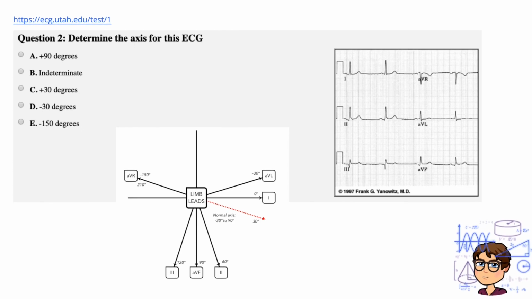Okay, for the second question, it says determine the axis for this EKG. Again, I would ask myself what's positive. Looks like leads 1, 2, and foot are all positive. So we should predict that we're somewhere in this direction. Then I would say what's negative. It looks like only the right lead is negative. So we should be moving away from the right lead, which is, again, somewhere in this direction. And then I would ask myself what's isoelectric. It looks like only lead 3 is isoelectric. So we should be about perpendicular to this in this direction. So it looks like the red arrow is actually the answer here, which is positive 30 degrees. So the answer is C.